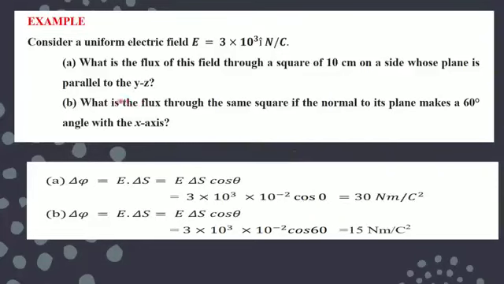Second part says, what is the flux through the same square if the normal to its plane makes an angle of 60 degree with the x-axis. It means theta is given to you, 60 degree here. So you can directly put the value of theta in the formula, which is cos 60, and again put the value of E and delta S. They have given you a square of 10 centimeter, so you will be converting it into meters to get the result. So you have to take care of the units to get the answer of this.